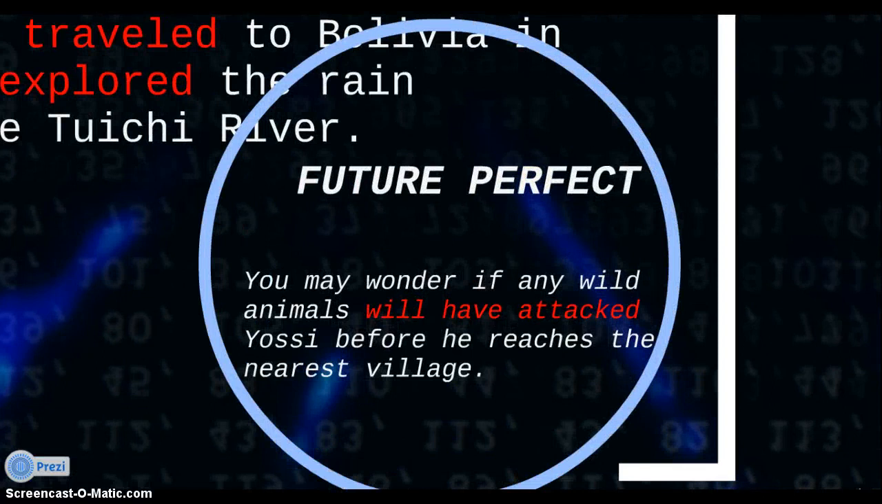You may wonder if any wild animals will have attacked Yossi before he reaches the nearest village. Future perfect is going to tell us something that could be happening in the future before something else happens in the future. If you look at this sentence, the last thing in the sentence that's going to happen is Yossi will reach a village. But before that, he might be attacked by animals. So future perfect says something's going to happen in the future before something else happens in the future.